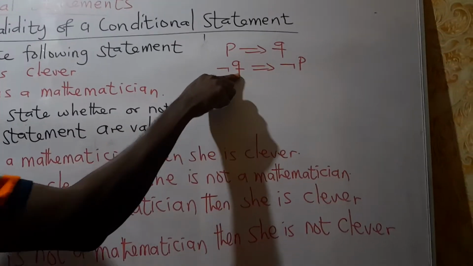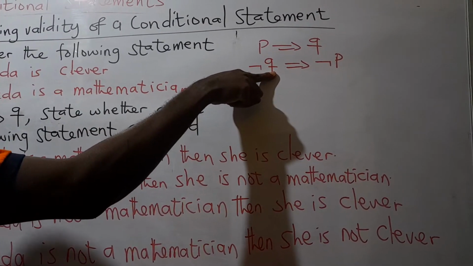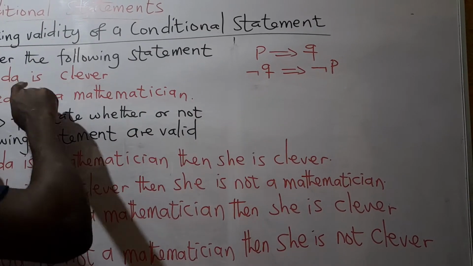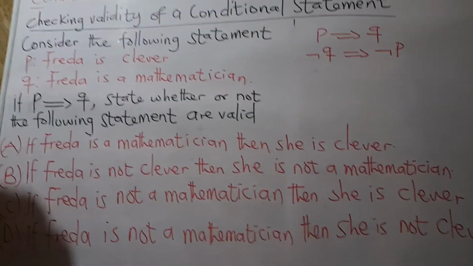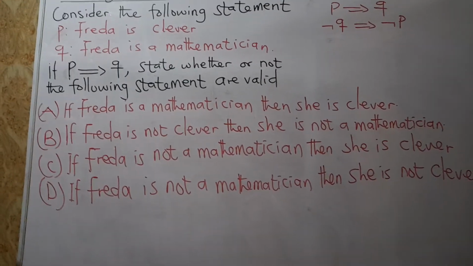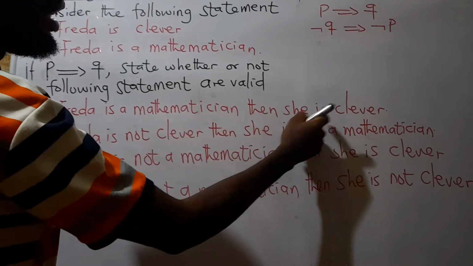Thus, if Frida is not a mathematician, the negation of Q, then she is not clever. Just locate that statement and we are good to go. So let's check all of them and see which of them is valid. The first one: if Frida is a mathematician, then she is clever.